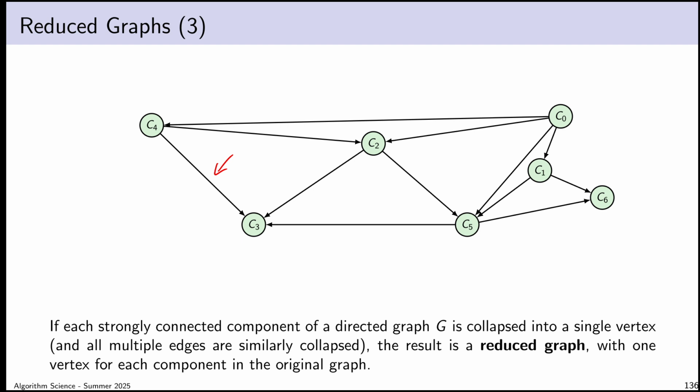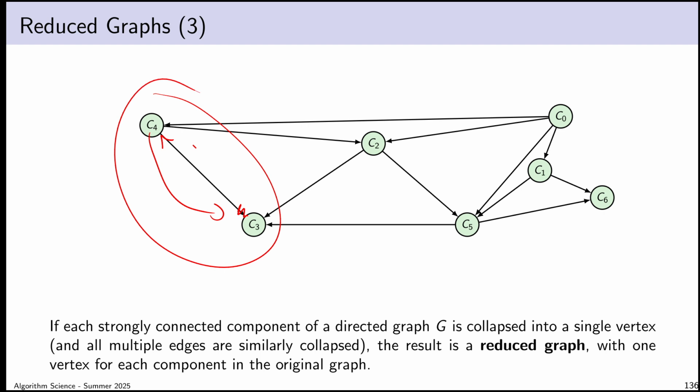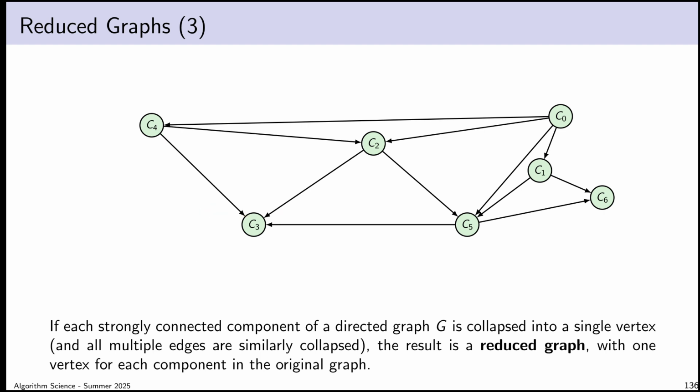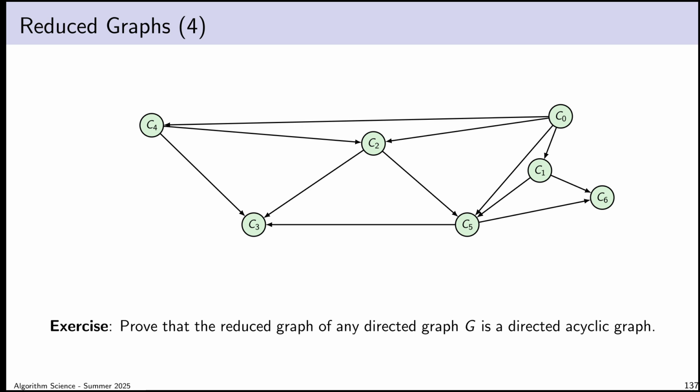We call this thing the reduced graph, and it has a vertex corresponding to each strongly connected component of the original graph. And something interesting to think about, so an observation that I just made was that there can be an edge going from C4 to C3, or there could be an edge going from C3 to C4, but there can never be both, because if there were, that would imply we have one big component. In a sense, what that's sort of telling me is that the graph doesn't have cycles. And so I'll leave you with that exercise. Prove that the reduced graph of any directed graph G is a directed acyclic graph.